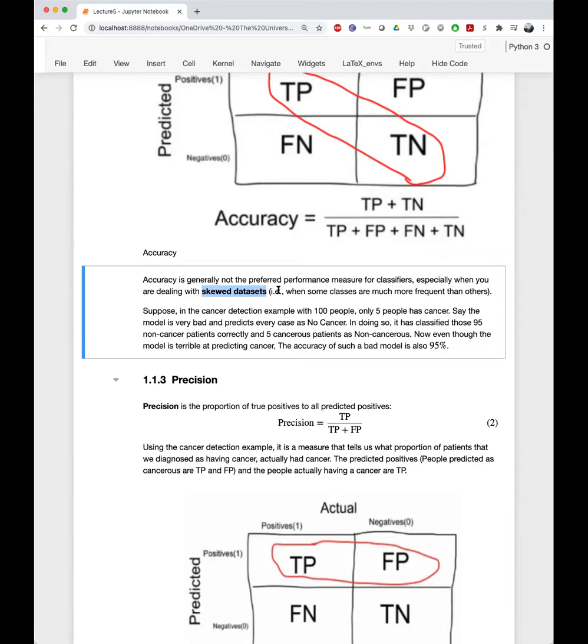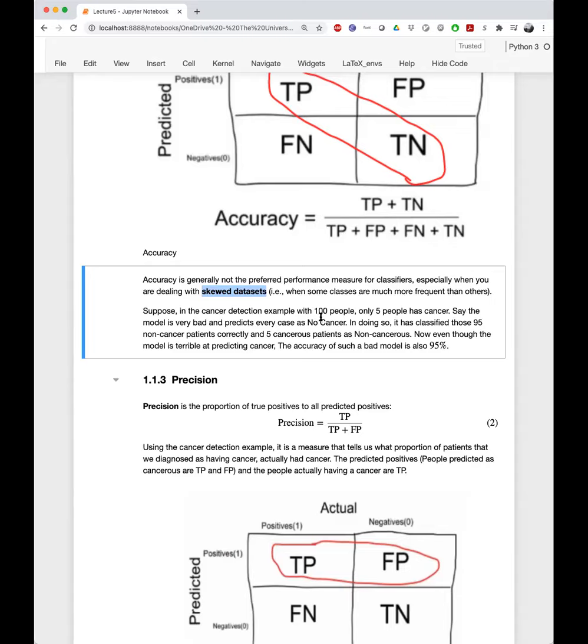For this case, accuracy is not a good measure. So we have an example to illustrate this: the cancer detection example. Suppose we have 100 people, that's the total number of instances, and 5 people have cancer, so 5 people are positive. We make up a very bad model that just predicts every case as no cancer. There's no predictability for this model, it just labels everyone as no cancer.